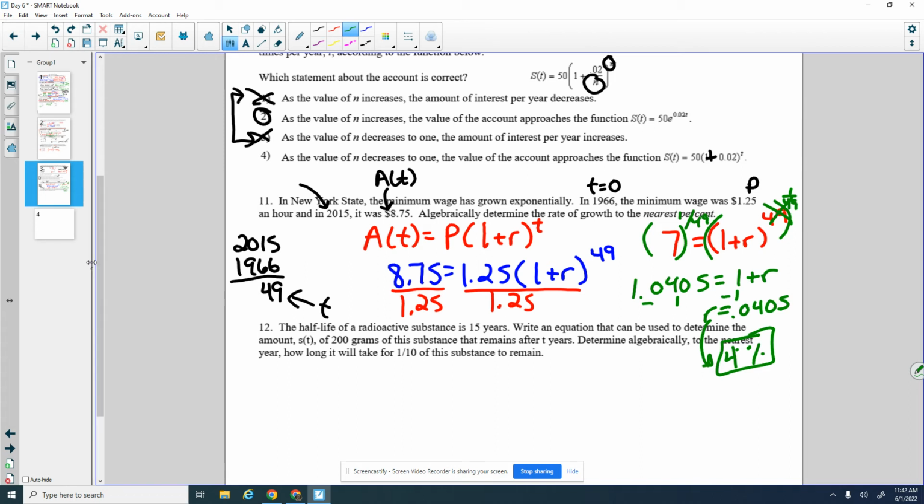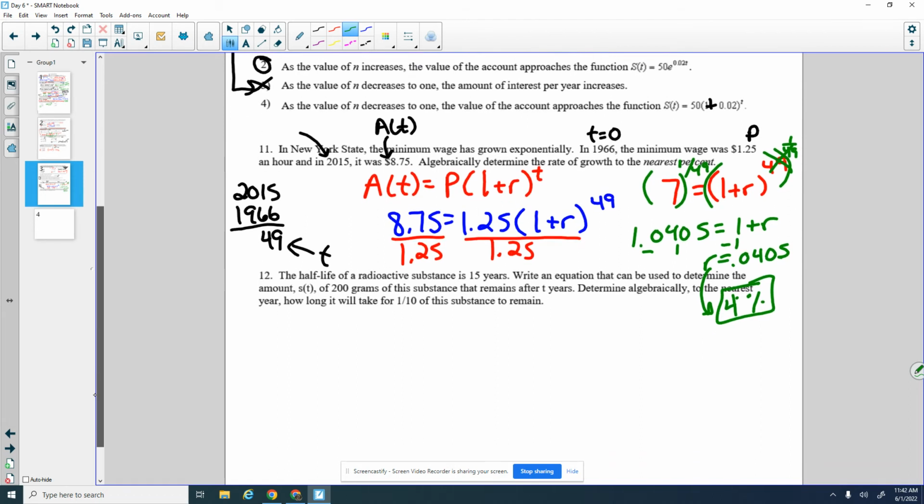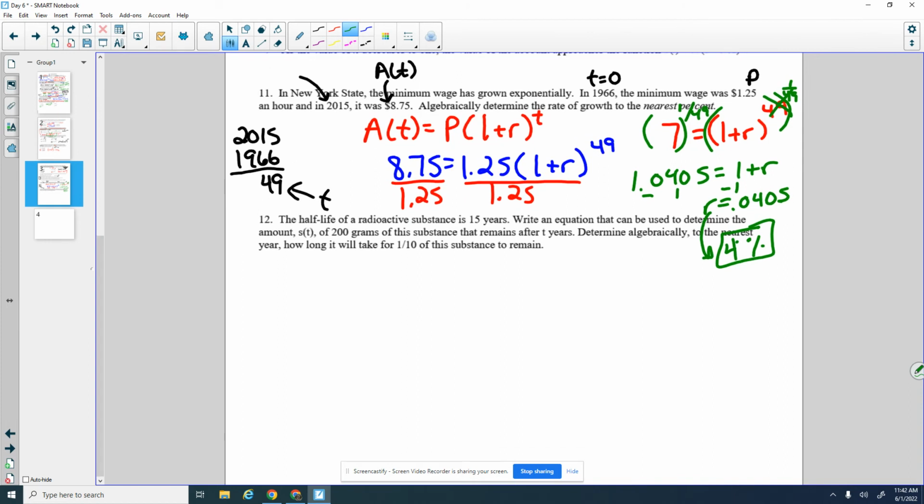The last one. The half-life of a radioactive substance is 15 years. Write an equation that can be used to determine the amount S of t of 200 grams of this substance that remains after t years. So I'm not even doing the next part. I'm just going to write the function first and make sure I get credit for that. We're starting with 200. We have half-life, so my base is 1/2 to the t over h. So the half-life is 15, so there is my function. That's part A. And it does help sometimes if you label them to make sure you're hitting all parts of a multi-part question.